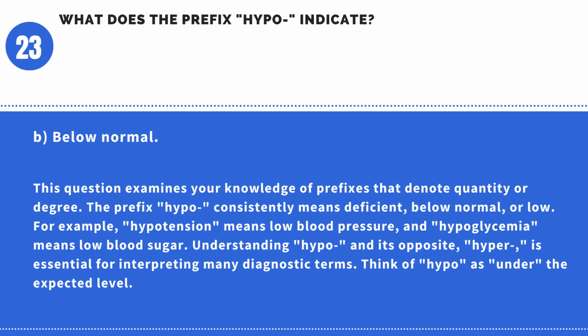Answer B. Below normal. This question examines your knowledge of prefixes that denote quantity or degree. The prefix hypo- consistently means deficient, below normal, or low. For example, hypotension means low blood pressure, and hypoglycemia means low blood sugar. Understanding hypo- and its opposite, hyper-, is essential for interpreting many diagnostic terms. Think of hypo as under the expected level.